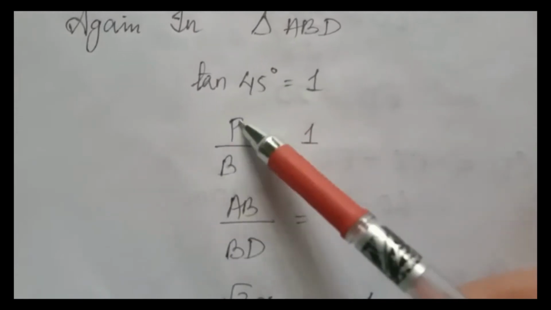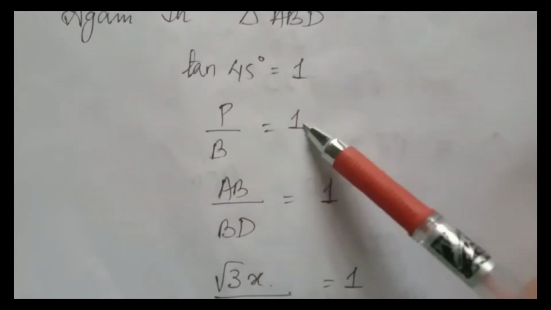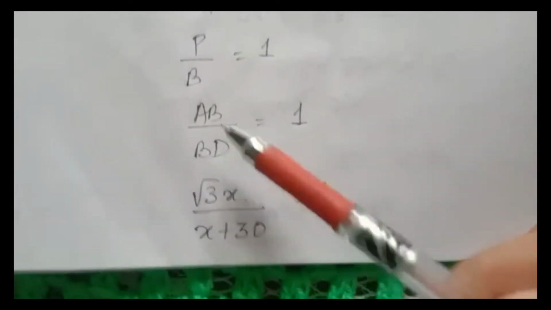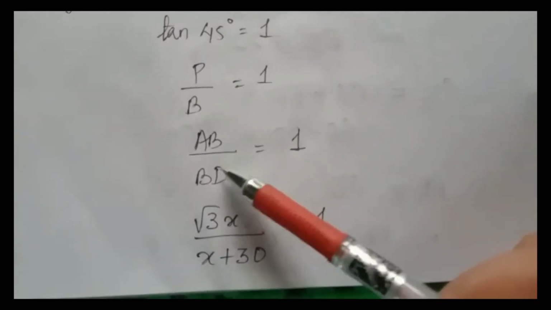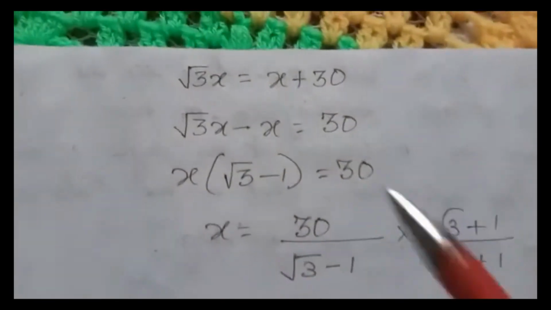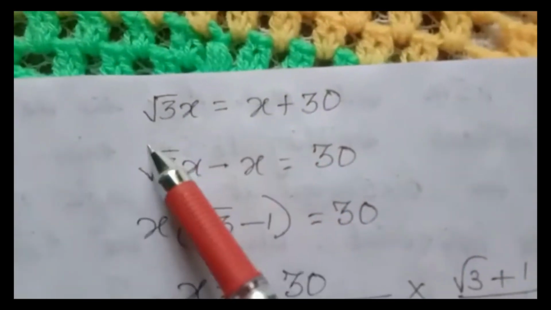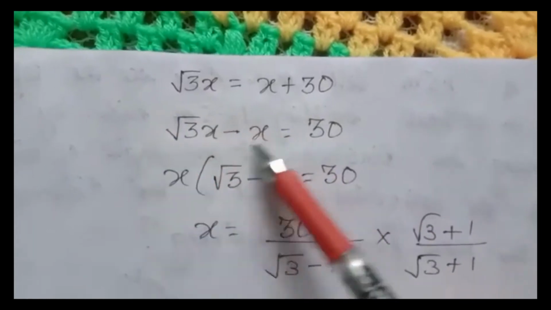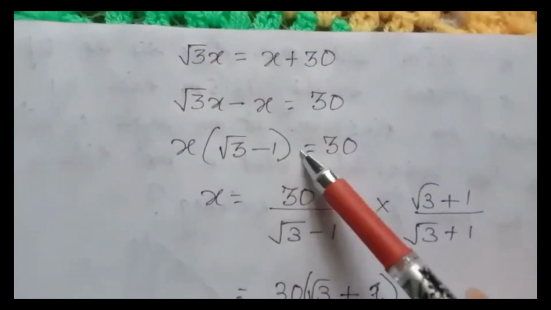So again in triangle ABD, tan 45 degree. Here this is 45 and we know tan 45 is 1. So perpendicular by base is equal to 1, so AB by BD is equal to 1. AB we just now got as root 3x. So put the value of AB as root 3x and BD is x plus 30. Now cross multiplication. You'll get this line. Keep x on one side. Root 3x minus x is equal to 30. Take x common. x times root 3 minus 1 is equal to 30.